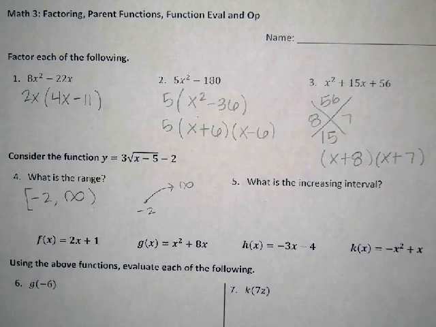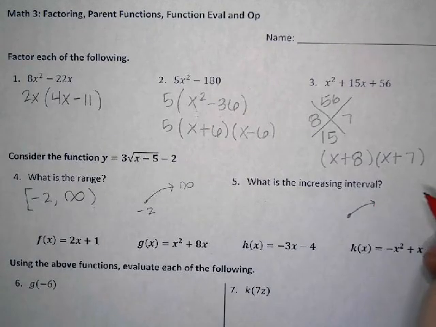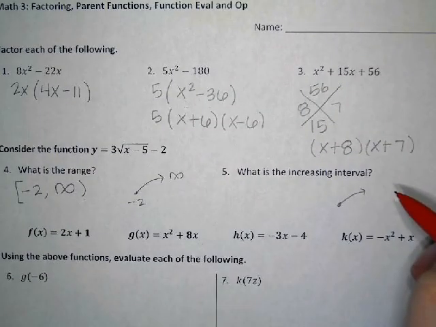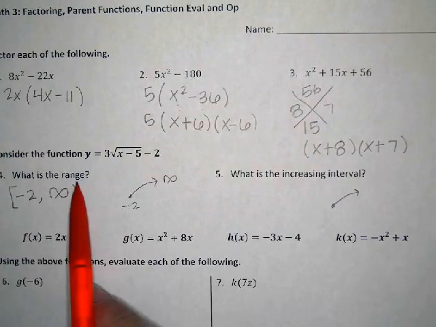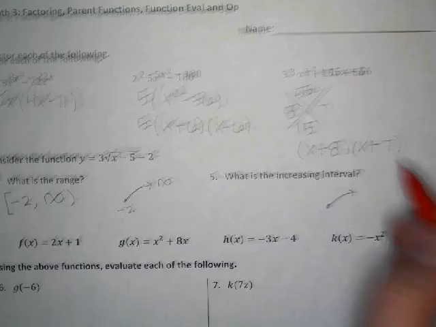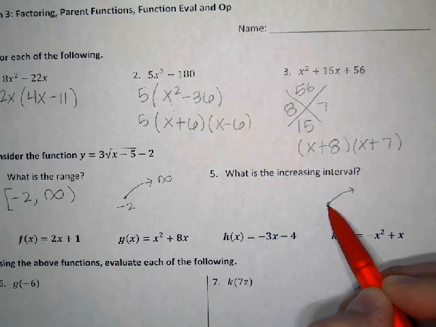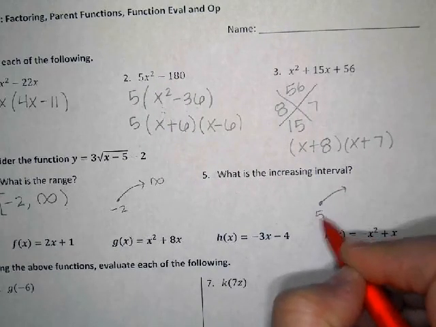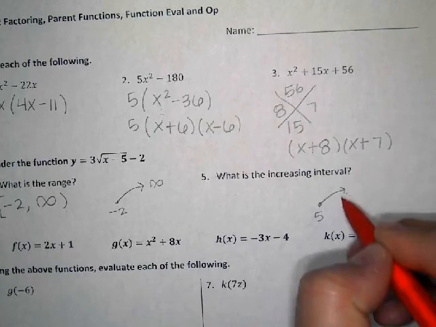Okay? If we look at the picture, it says, what is the increasing interval? So remember, for increasing and decreasing intervals, we always use x or y coordinates. Which one? X coordinates. The only thing that uses y coordinates is the range. Everything else is x coordinates. So the increasing interval is the x coordinates. What is the x coordinate right here? 5. And what is the x coordinate over here? Infinity, going right forever.